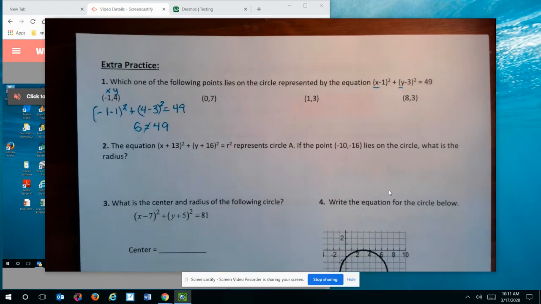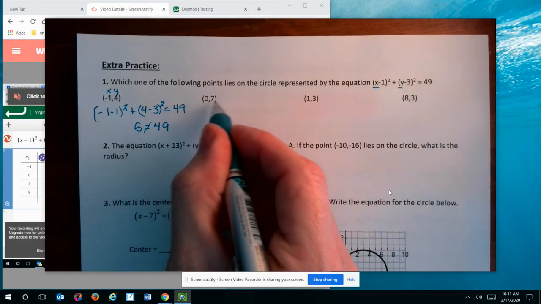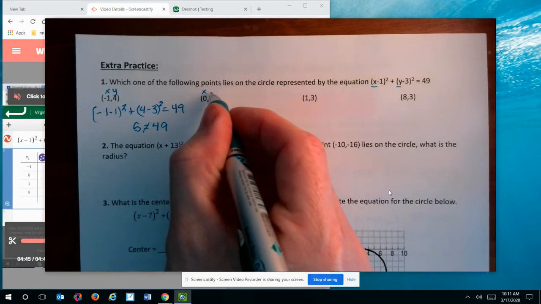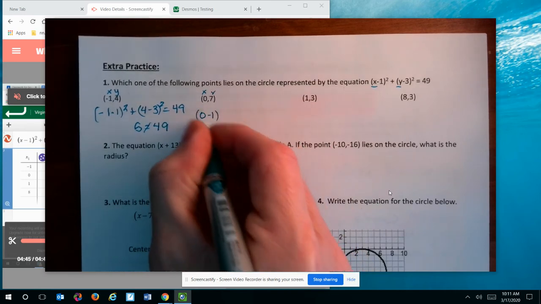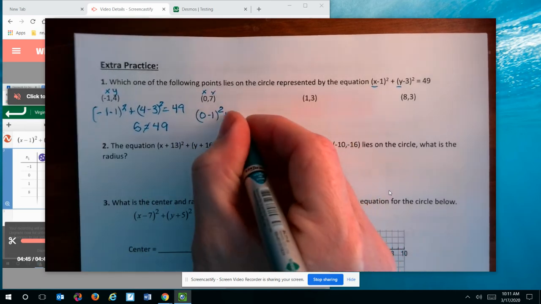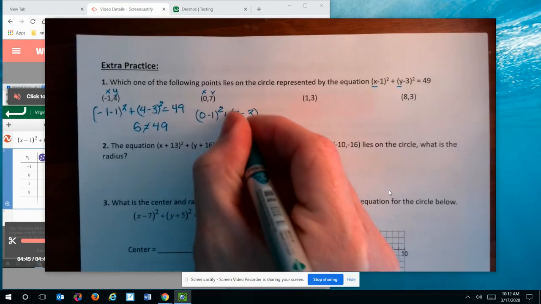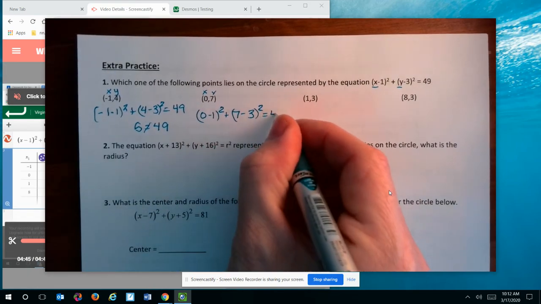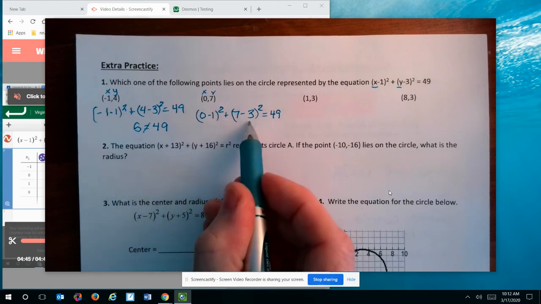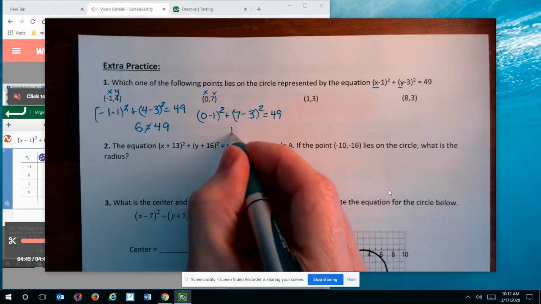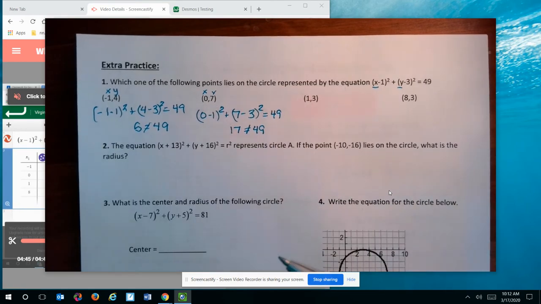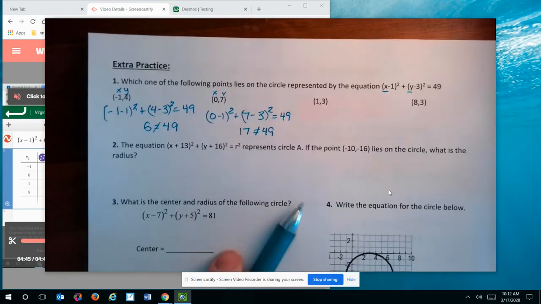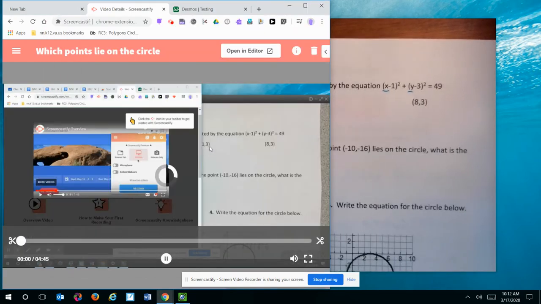I'm going to show you one more substitution. So the 0 goes in for the x, and the 7 goes in for the y. So I would do (0 - 1)² + (7 - 3)² = 49. When I do the math here, it is 17. That is not equal to 49, so (0, 7) is not on the circle. Now I'm going to switch over to Desmos, and I'm going to show you.